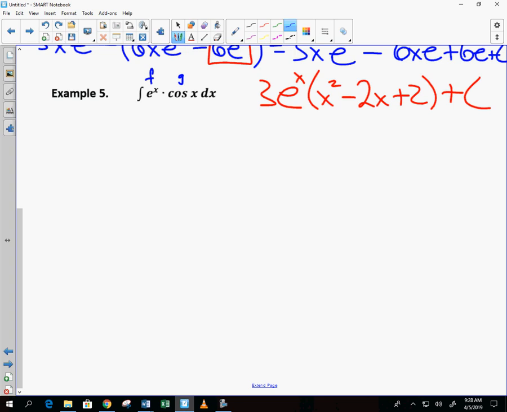And so what I choose in this situation is, would you rather take the derivative of e to the x or cosine of x? All right, how about this? Would you rather take the antiderivative of e to the x or cosine of x? So I'm going to choose f to be e to the x because I like taking the antiderivative of that one. I don't like to take the antiderivative of cosine. I would rather take the derivative of cosine.